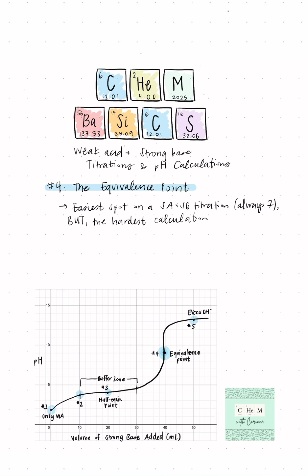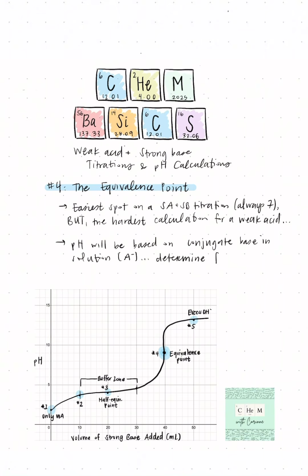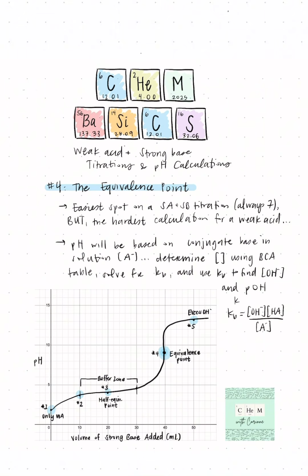So what you're going to have to do is your pH is going to be based on the conjugate base in solution. So you're going to have to use some ICE tables. You're going to have to figure out what's going on, find the concentration of that conjugate base, then think about its dissociation in water, solve for Kb, use Kb is equal to OH minus times the concentration of the weak acid over the conjugate base, essentially X squared over the concentration of the conjugate base, solve for the hydroxide, and then solve for the pOH, subtract from 14, and you finally have your pH.